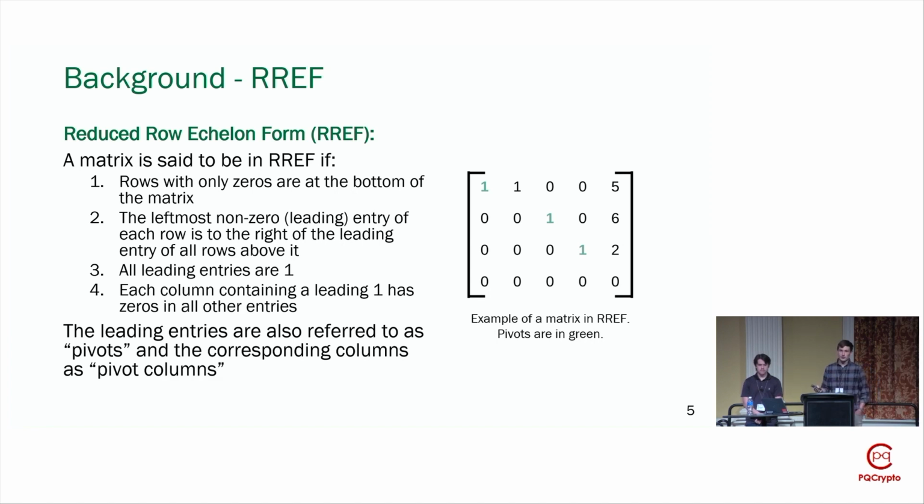So first, a brief summary of those core concepts for the algorithm. Reduced row echelon form is a form that a matrix can be in, and is said to be in if it meets the following 4 criteria. Any all-zero rows are at the bottom of the matrix. The leftmost entry, the leading entry, is to the right of all the leading entries above it, so it forms a staircase pattern. Those leading entries must be scaled to 1, and then all other entries in the leading columns must be 0. Those leading entries are called pivots, and the columns containing them pivot columns.